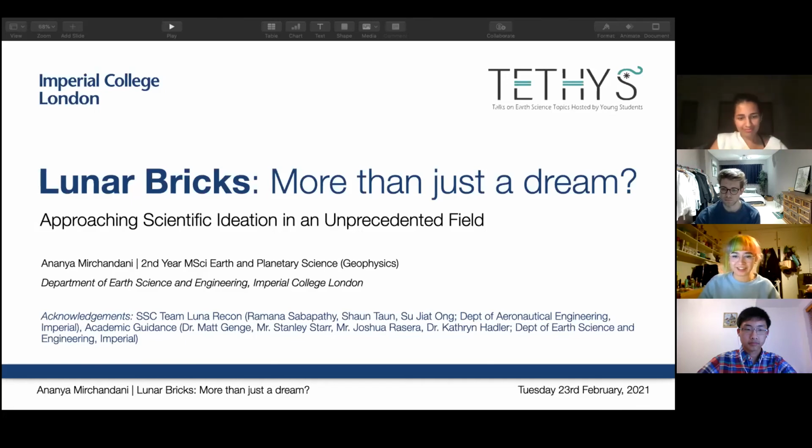So we have our first question in the chat. Would it not be very difficult to ensure that lunar bricks hold themselves together compactly because the regolith is ionized and charged? That is very, very true.